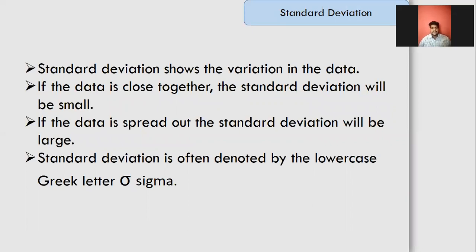Standard deviation. Standard deviation shows the variation in the data. If the data is close together, the standard deviation will be small. If the data is spread out, the standard deviation will be large. Standard deviation is often denoted by the lowercase Greek letter sigma.